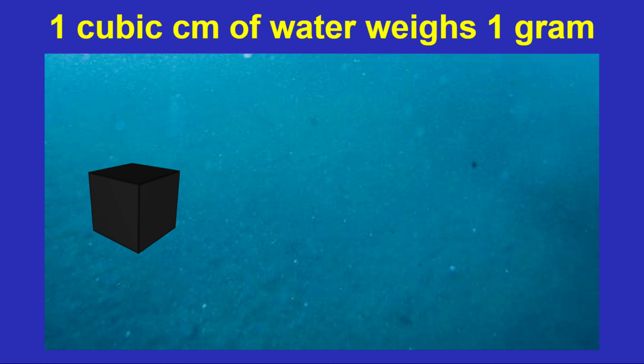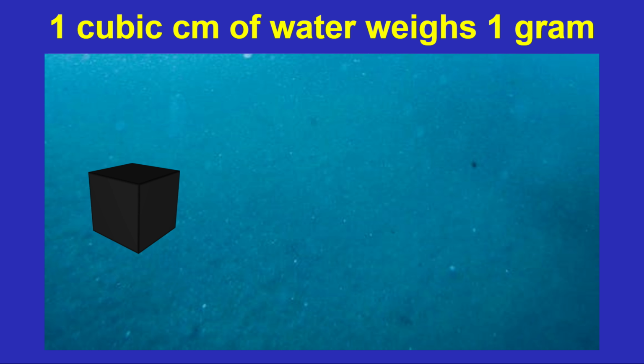So I'm going to go over this again for the sake of clarity. Imagine that you have a black cube, and that cube is exactly 1 cubic centimeter, meaning it's 1 centimeter in all directions, 1 centimeter tall, 1 centimeter wide, 1 centimeter deep. So we're going to put that in some water. Now I can tell you that that same cubic centimeter, if it's made of water, weighs 1 gram.